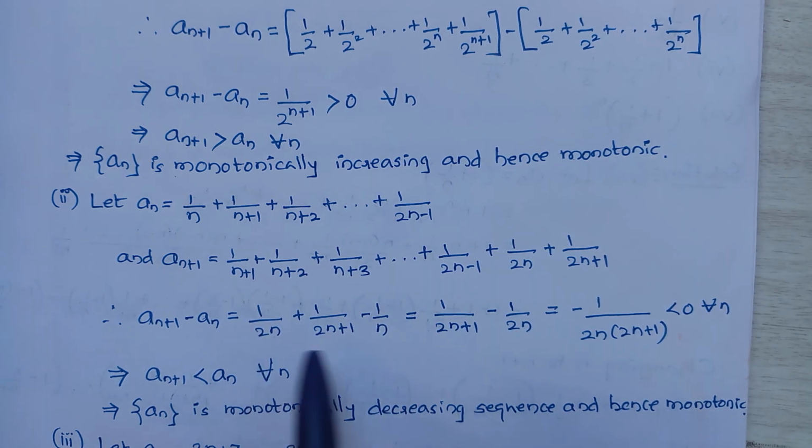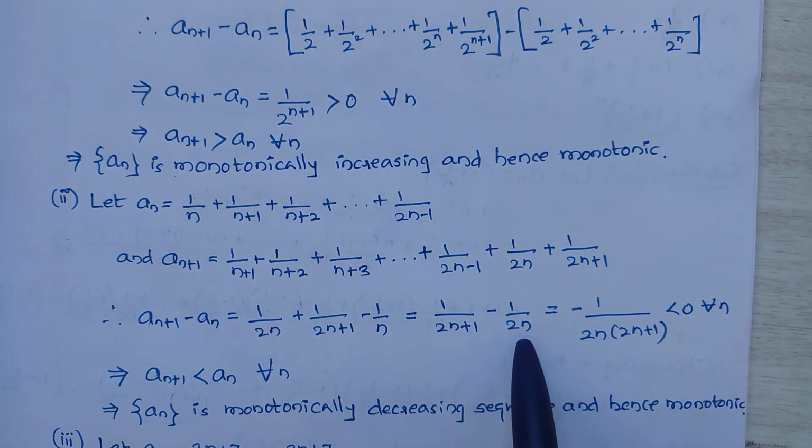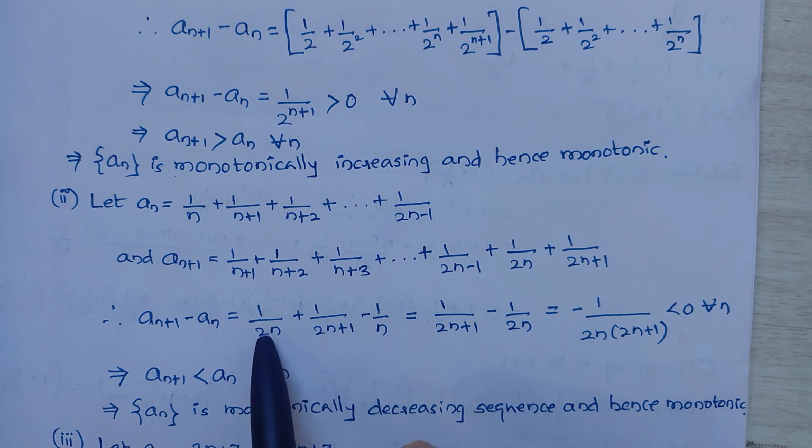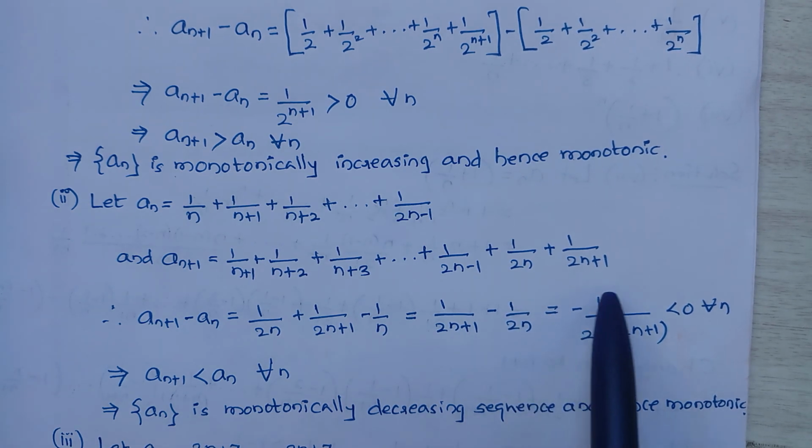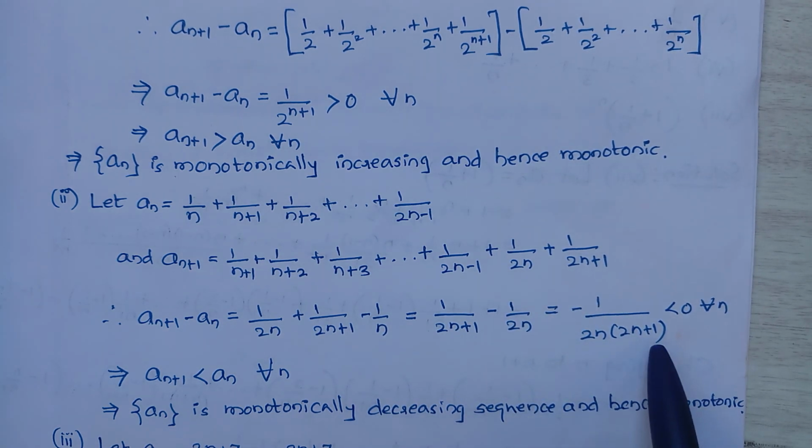Using these two, I can write minus 1 divided by 2n. Because minus 2n, this is n, so minus n divided by 2n square. So n goes, then left term is what? Minus 1 upon 2n. So this is equal to minus 1 divided by 2n into 2n plus 1.